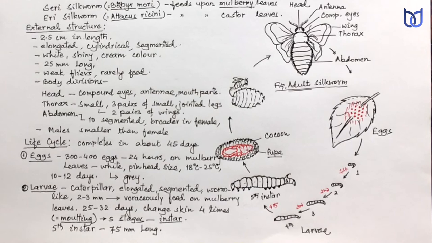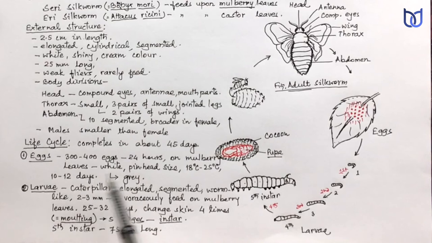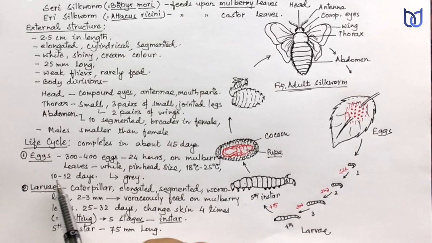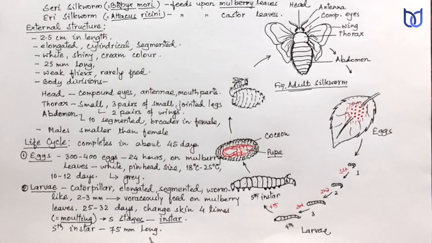And remember here the main points. Eggs are non-feeding. Eggs need suitable temperature, 18 to 25 degrees centigrade, to develop into larvae. If conditions are suitable, eggs hatch into larvae in about 10 to 12 days. Larvae, also called caterpillar, live for about 1 month, 25 to 32 days. During this, 5 different stages are seen, and the last stage, that is the 5th instar larva, starts producing silk thread.